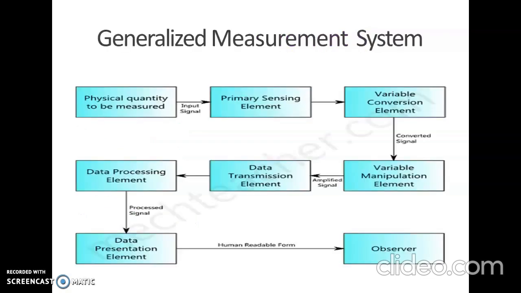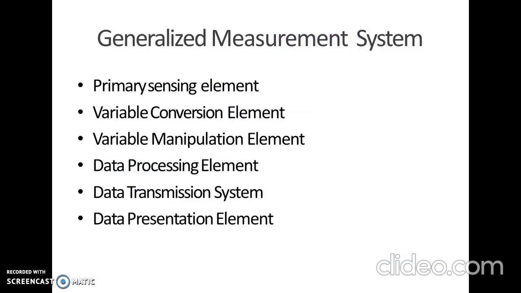Our next topic is elements of generalized measurement system. Here you can see on the screen, number 1, the primary sensing element receives the signal of the physical quantity to be measured as input. The primary sensing element is used to convert the signal to a suitable form, such as electrical or mechanical form. Number 2, variable conversion element. The variable conversion element converts the output of the primary sensing element to a more suitable form. It is used only if necessary.